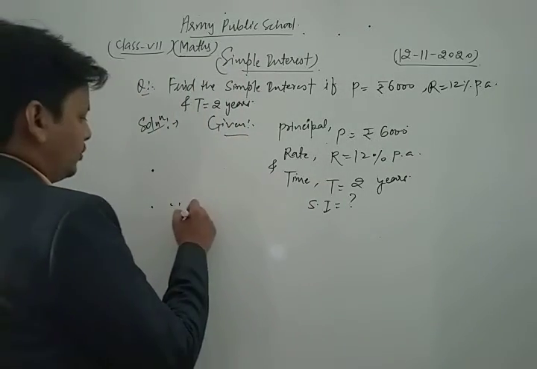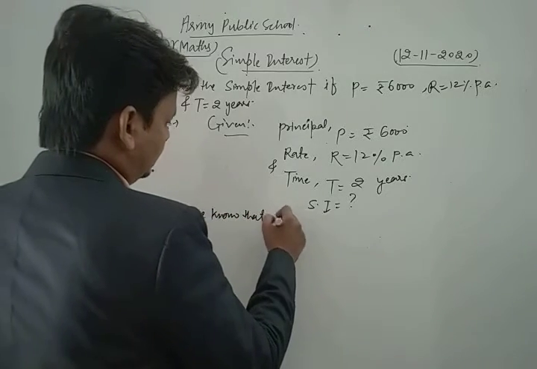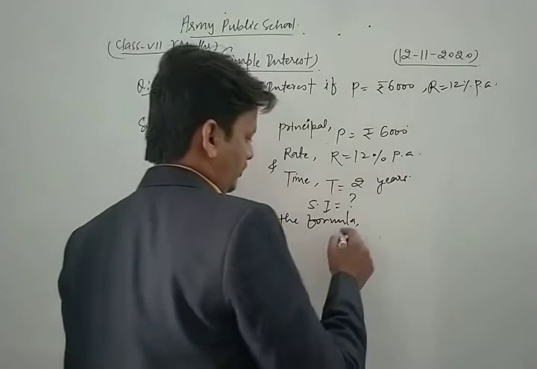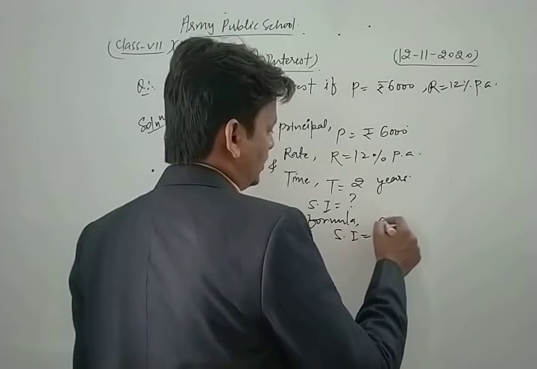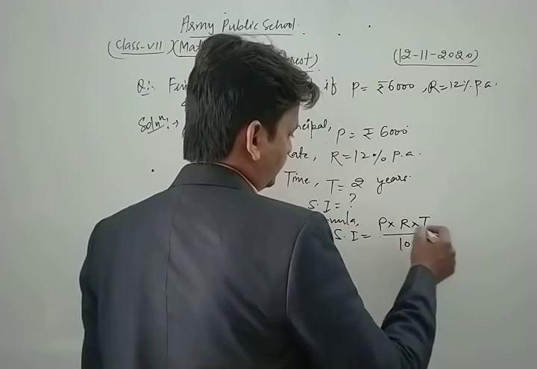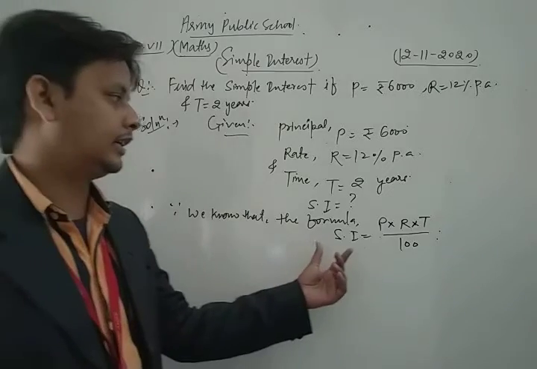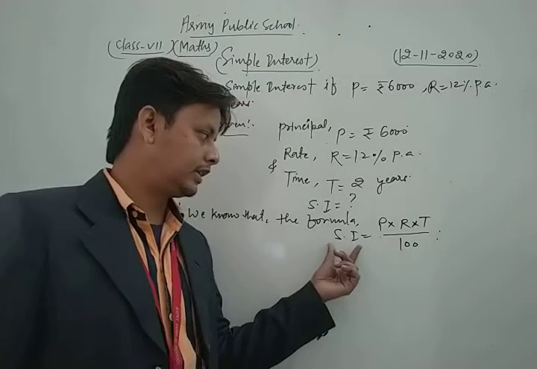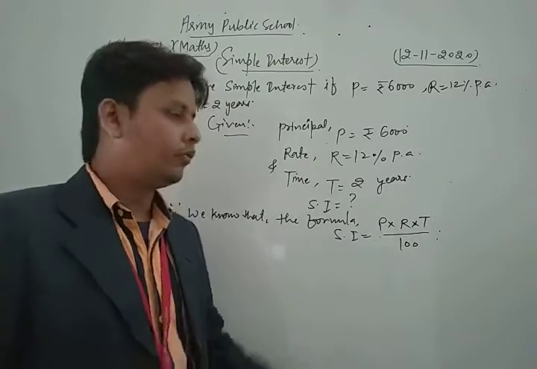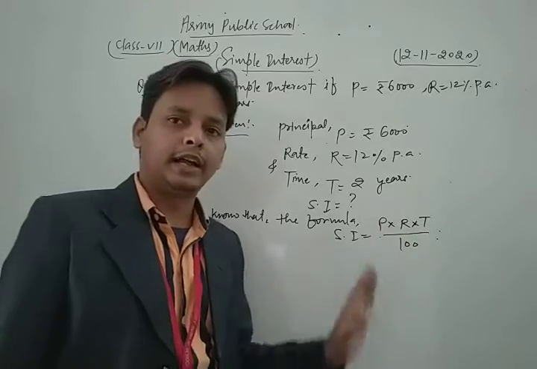Now we apply the formula for simple interest. Since we know that the formula for simple interest is equal to P into R into T upon 100, we write the formula in this way: simple interest is equal to P into R into T upon 100. Now we put all the given values in that formula and solve it.